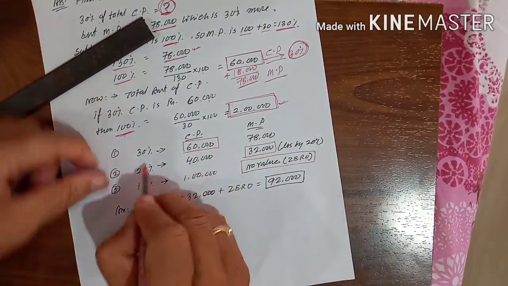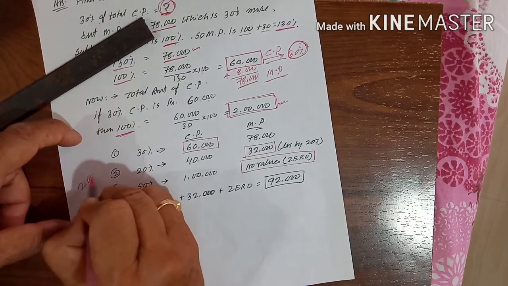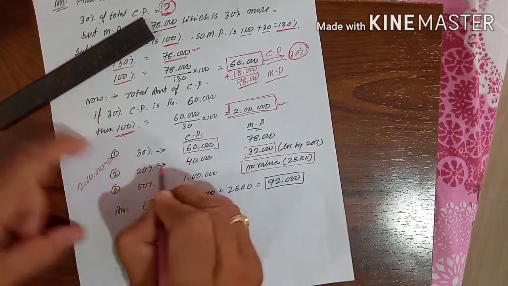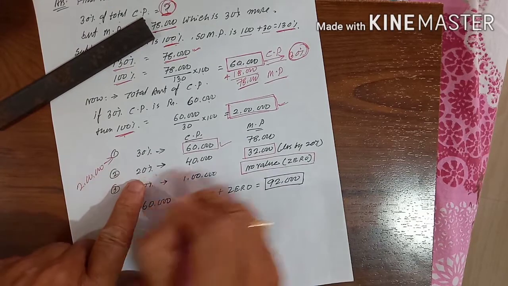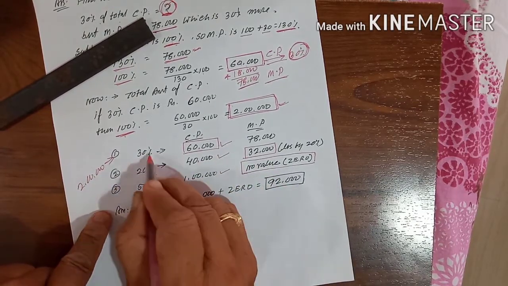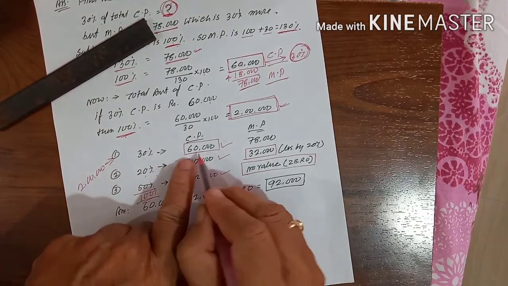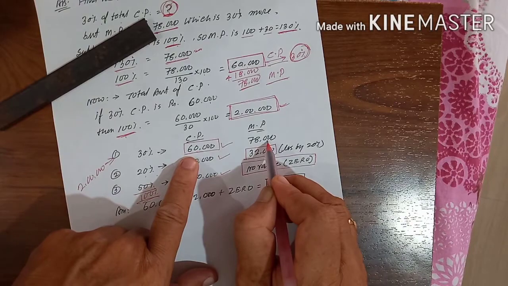Now you come to the point. This 2 lakh is your total CP. 30% of 2 lakh is 60,000. 20% of 2 lakh is 40,000. 50% of 2 lakh is 1 lakh. This 30, 20, 50 is equal to 100%. Now what is given? 60 becomes 78.